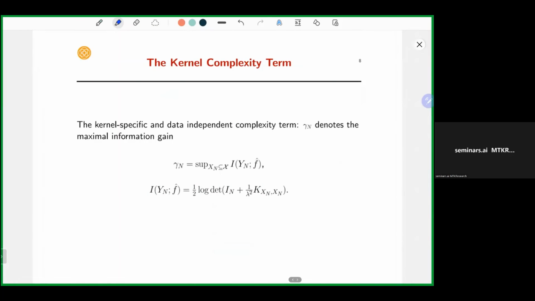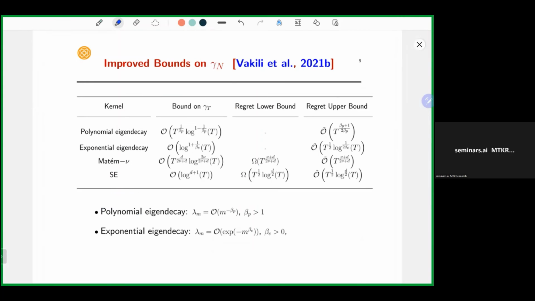So this gamma_n is the maximal information gain. Let's say I is the mutual information between the observation points and the underlying surrogate GP model, which for Gaussian processes has a closed form expression, given here. Then gamma_n is the maximum of the mutual information over all possible sequences of observations. A second component in the analysis of the black box optimization problem is upper bounds on gamma_n. So this paper provides improved upper bounds on the maximum information gain compared to the existing work.